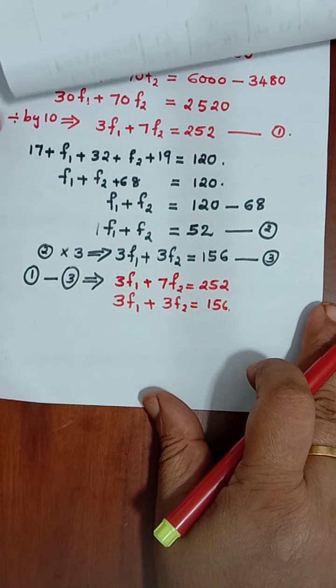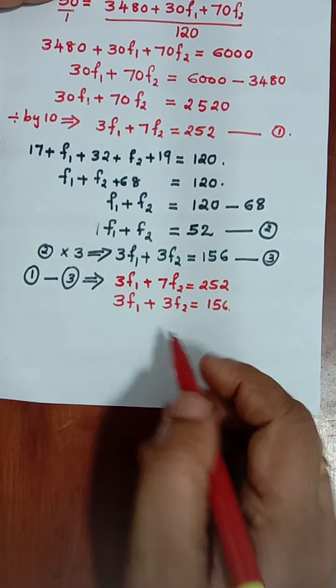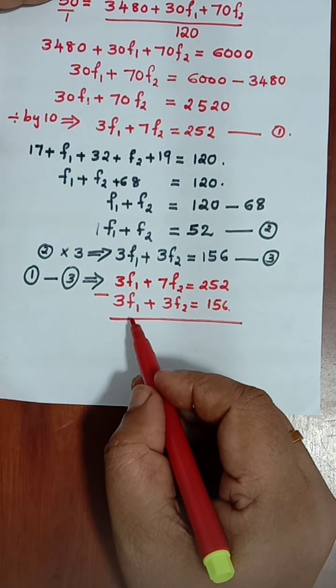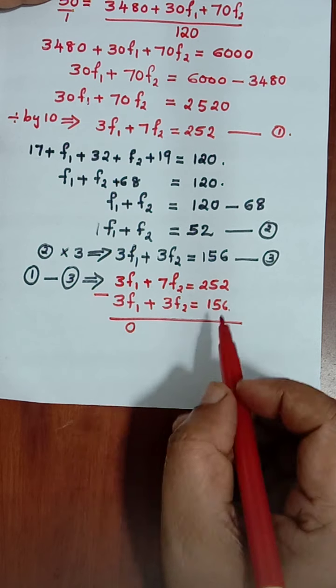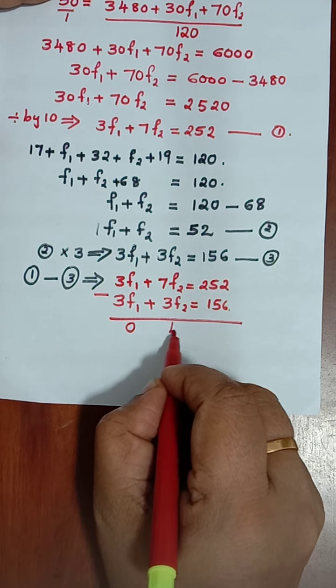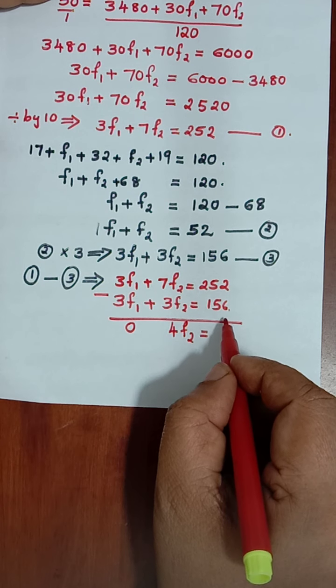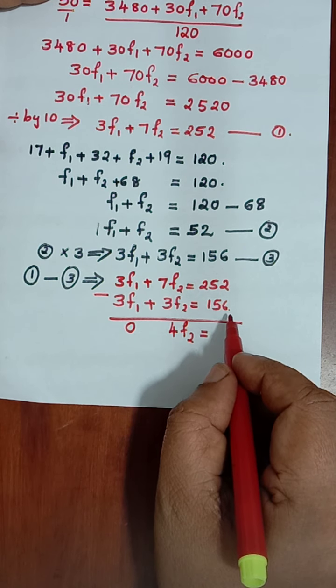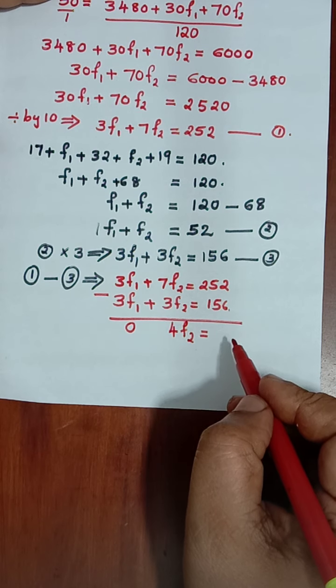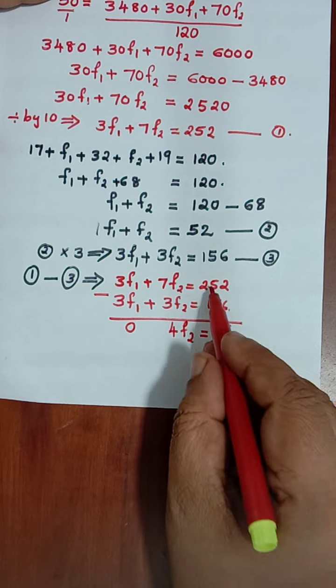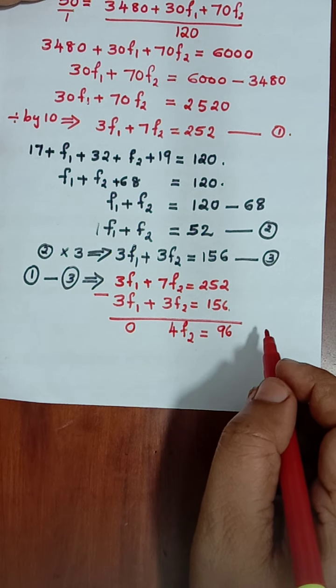Now let us simplify. By subtraction, F1 will be eliminated: 3F1 minus 3F2 will become 0. 7 minus 3, that is 4F2, equal to 252 minus 156. 252 minus 156, what do we get? Isn't it 96? 6 comes, 9 comes, 96.